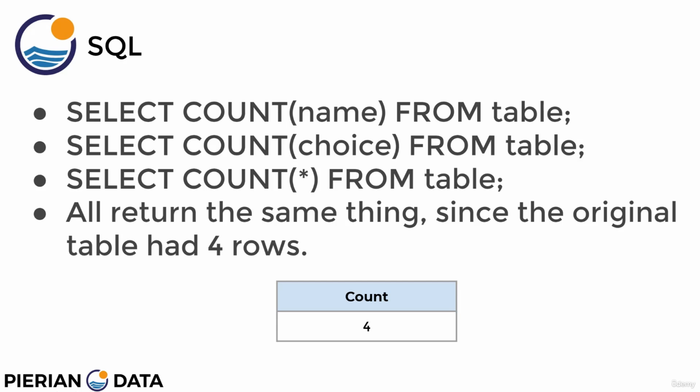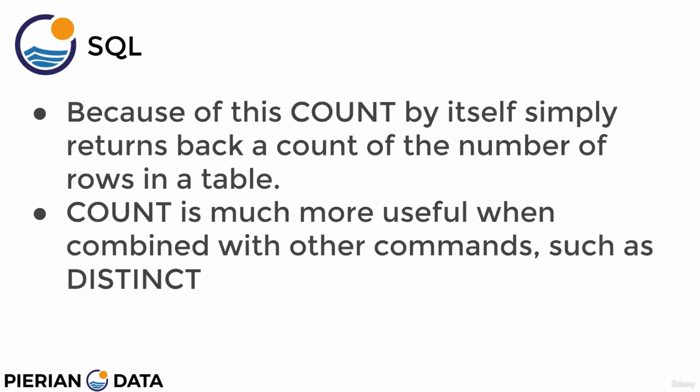Now keep in mind, it's sometimes useful to use a column name instead of just providing an asterisk, because if you come back to your SQL query sometime later, it may actually help stir the memory of what question you were trying to answer. So again, count by itself simply returns a count of the number of rows in a table. And count is usually much more useful when combined with other commands, such as the distinct command that we already learned about.